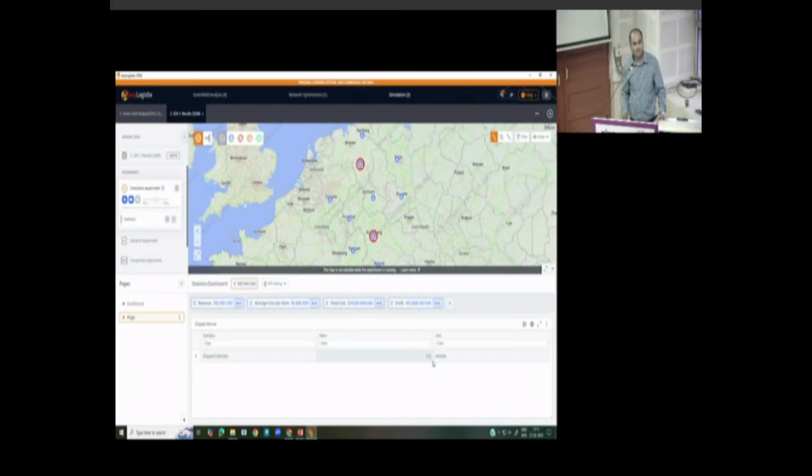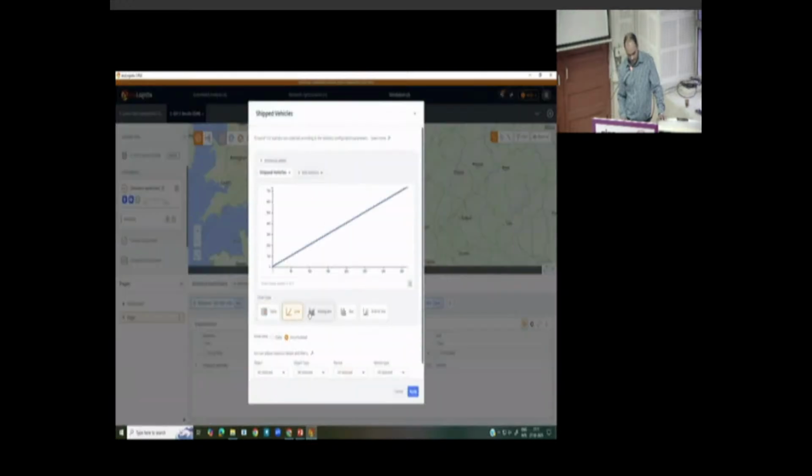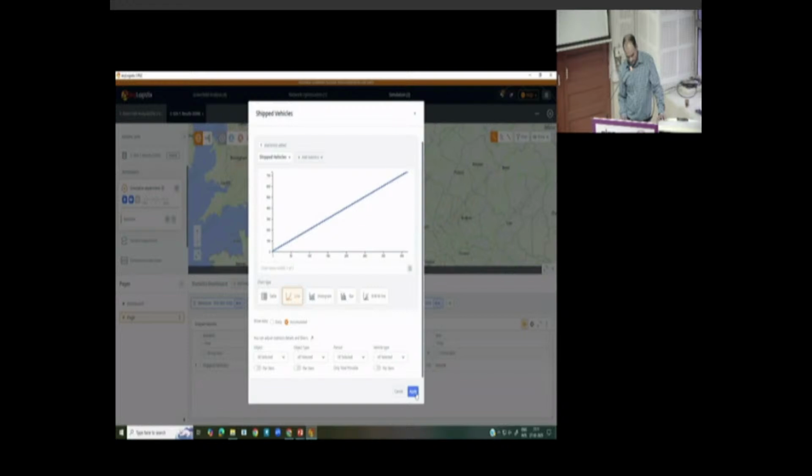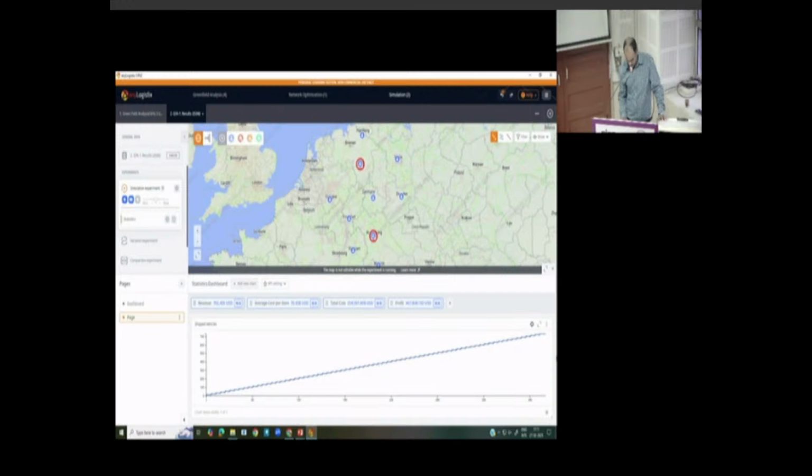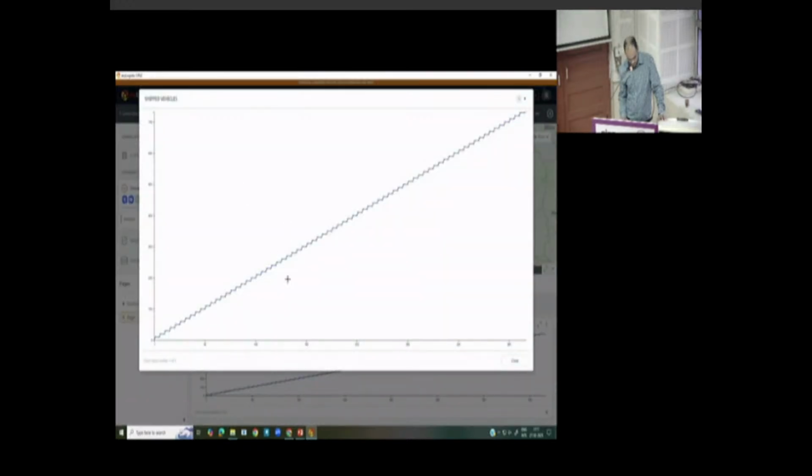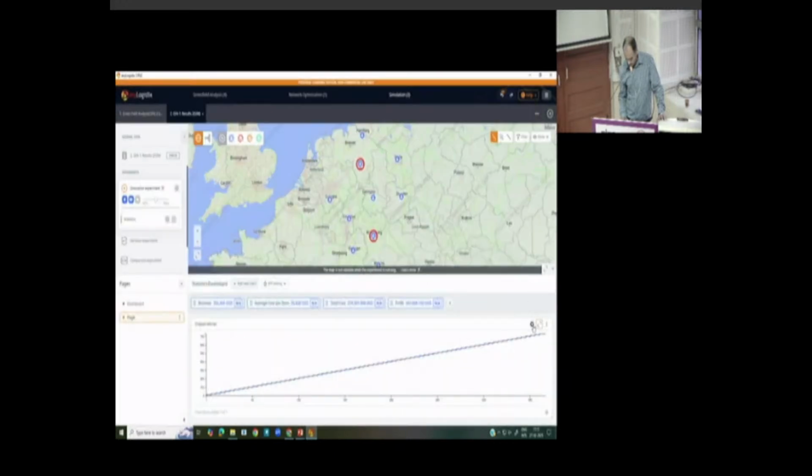And if you want to convert into a different format, go here, settings, line chart, histogram, bar chart. Suppose I am saying a line chart. And I want from each DC now. This is for 2 DC. I want from each DC. So I am selecting object type DC. Okay, DC. Let me see if it comes. Shipped vehicles. Okay. So this is from DC. Let me see.